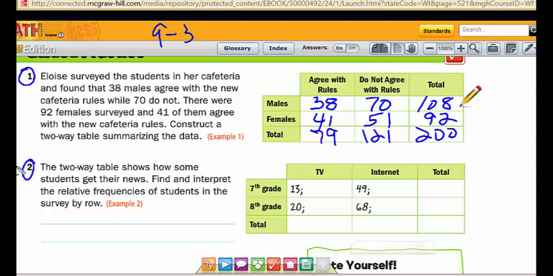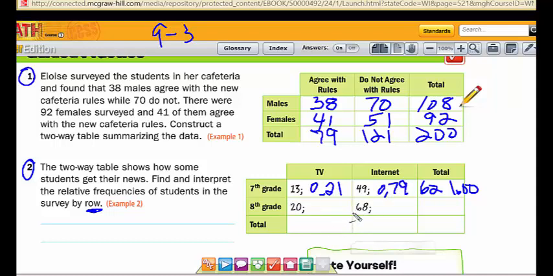Problem number 2. The two-way table shows how some students get their news. Find and interpret the relative frequencies of students in the survey by row. So we need to do this by row. So the first thing we have to do is get a total here. So we have 13 plus 49, and that's going to give us a total of 62. And you know you're going to have the 1.00 here. So we're going to take 13 out of 62. 13 divided by 62 is 0.21. I'm not writing the 13 over 62 here because I don't have room. And now here we have 49 over 62. So 49 out of 62 will give us 79%, or 79 hundredths.